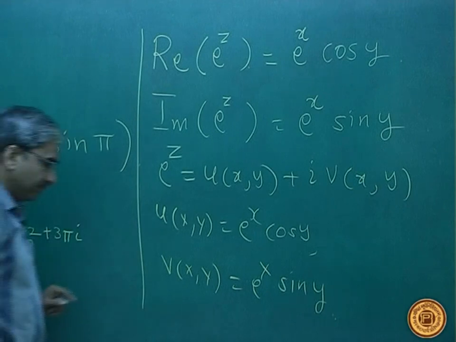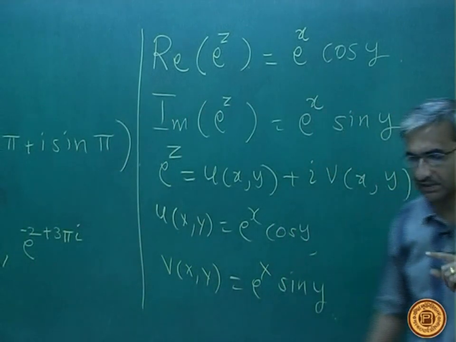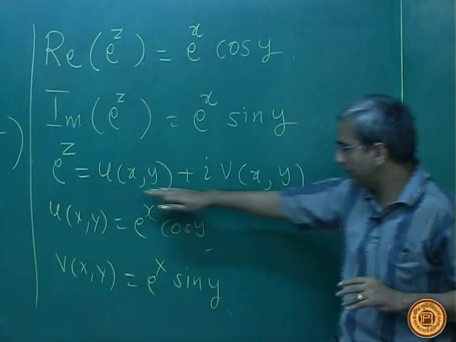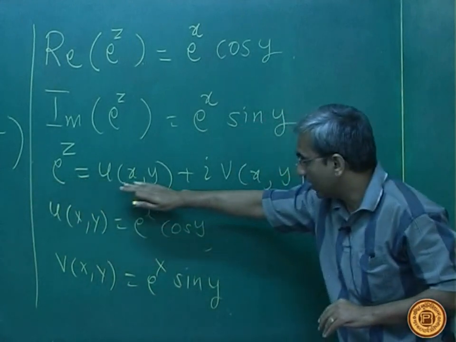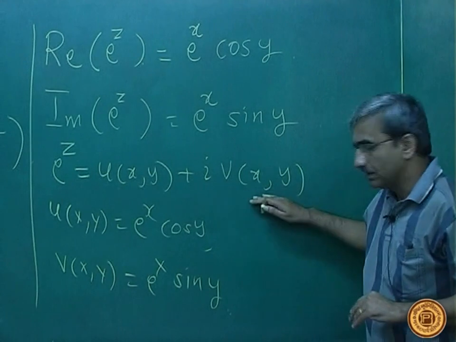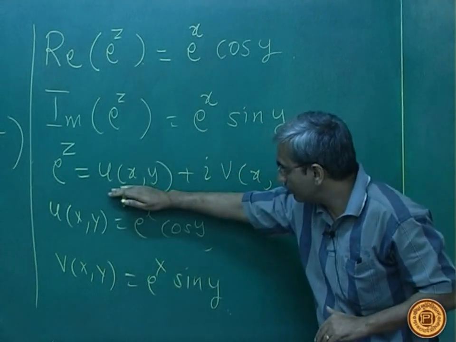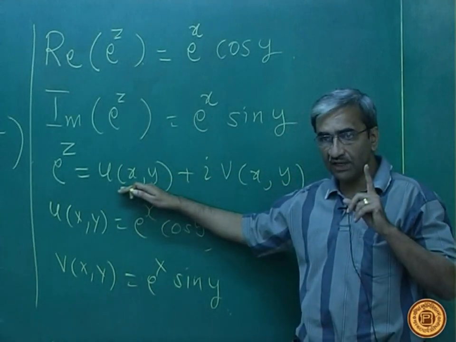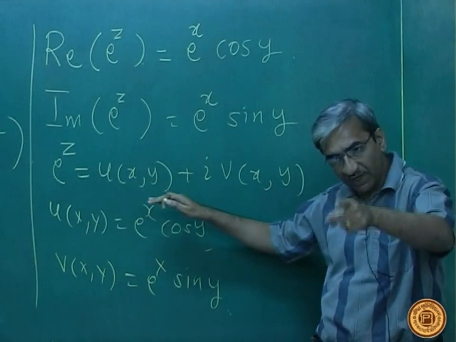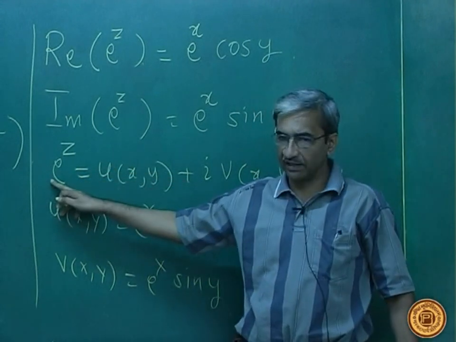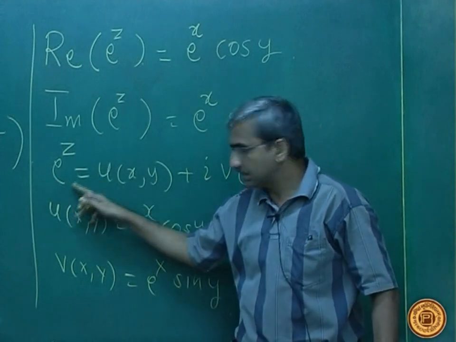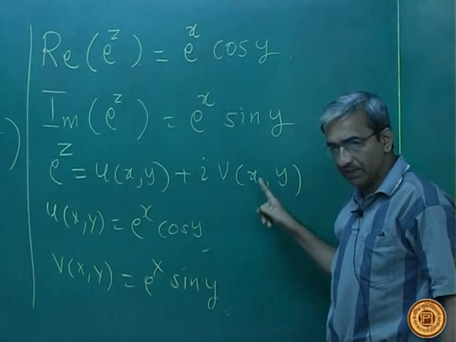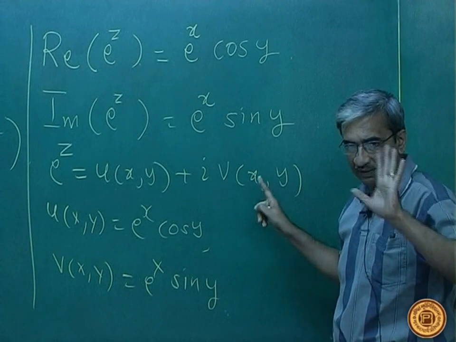Now the analyticity of e to the power z we can derive from this u and v, because we know the relation between analyticity of the function f(z) and u and v. So what is our theorem? If u and v are differentiable and they satisfy Cauchy-Riemann equations, then f(z) is analytic. So we want to derive that e to the power z is analytic. For that we are going to show that u and v are differentiable and satisfy Cauchy-Riemann equations.